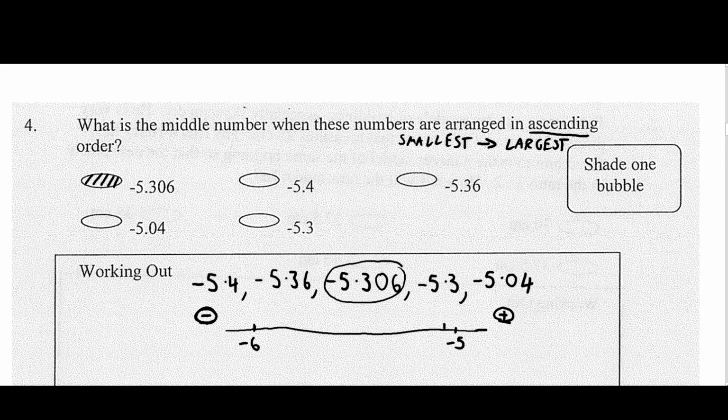So we've got -5.04. That's going to be very close to there. That's where our first one is, the -5.3. So that's going to be here. Then -5.306, that's very close to there. -5.36, that's a little bit further on. The -5.4 is over here somewhere. So what you'll notice is the middle number is this one, -5.306.